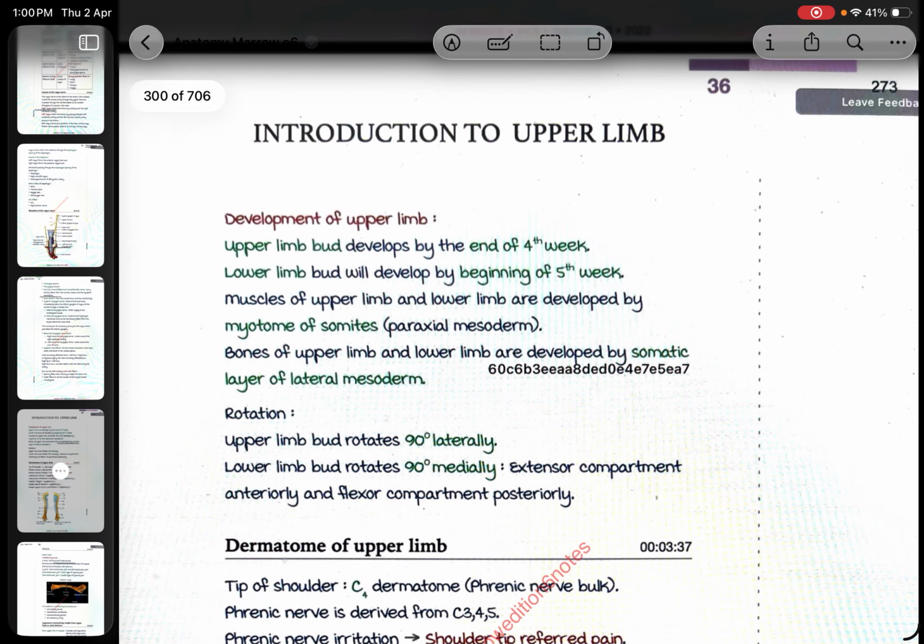Introduction to upper limb development. The upper limb bud develops by the end of the 4th week. The lower limb bud will develop by the beginning of the 5th week. Muscles of the upper limb and lower limb are developed by the myotome of somites, paraxial mesoderm. Bones of the upper limb and lower limb are developed by the somatic layer of lateral mesoderm.